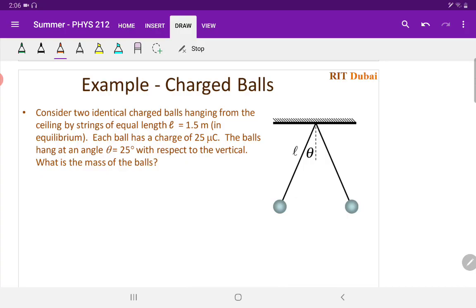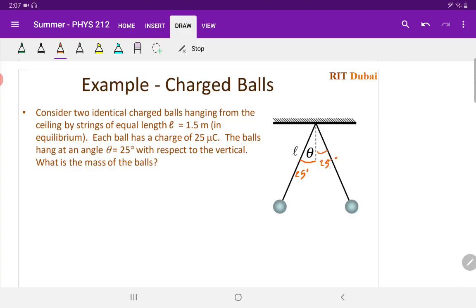It says, consider two identical charged balls hanging from the ceiling by strings of equal length, L equal 1.5 meter, in equilibrium. So these two balls are in an equilibrium situation. Each ball has a charge of 25 micro coulomb. The balls hang at an angle given as 25 degrees. So this angle here is 25 degrees, and the same thing here.